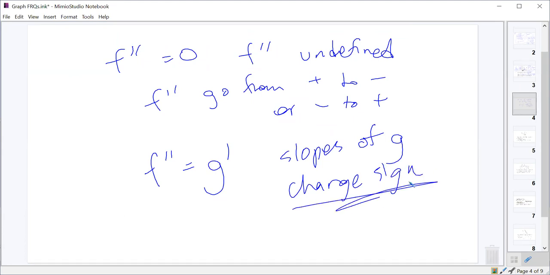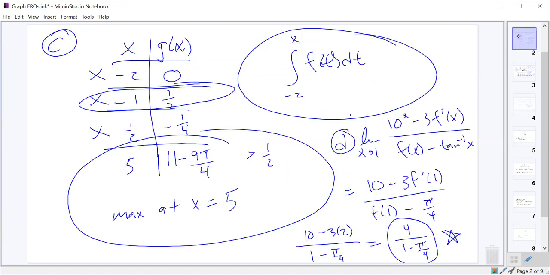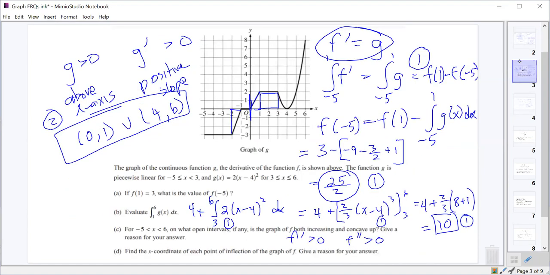Does everybody understand that that is the correlation between f double prime and g prime, and f having a point of inflection, so g prime needs to have slopes that change signs on g? Everybody good there? Yep. Sorry, say that again? Yes. Yes, okay, yes, okay.